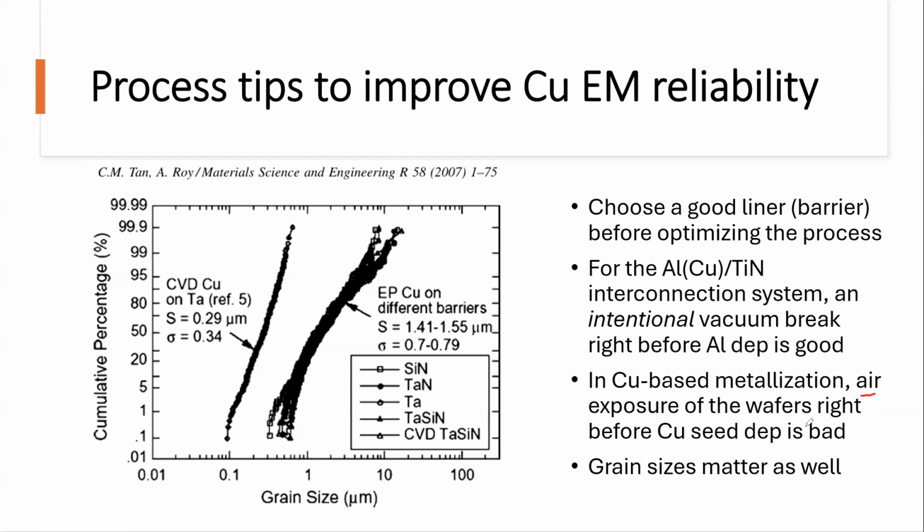Okay, the air exposure right before copper is very bad, because when copper sees oxygen, it's going to be nasty. Copper oxide is very unstable. And of course, grain size really matters. All these are your material and process gimmicks in your toolbox that you need to master, right?